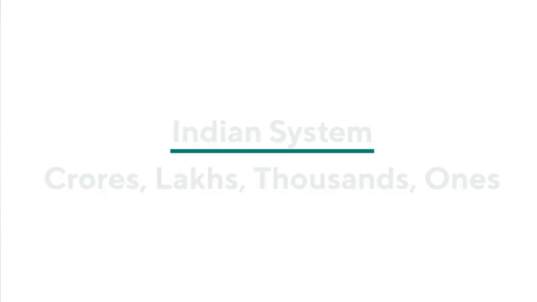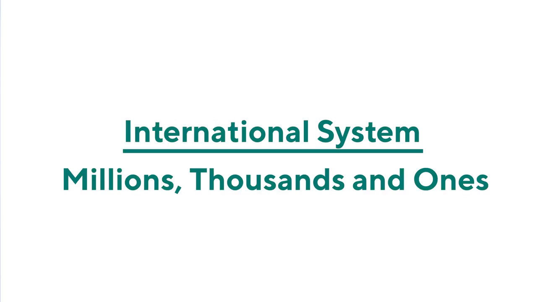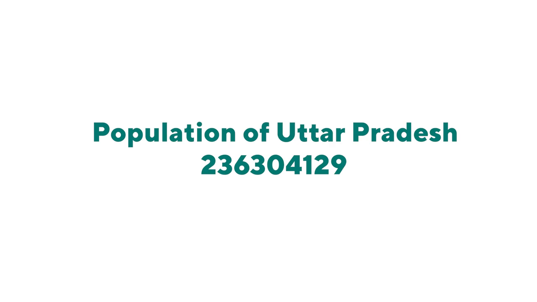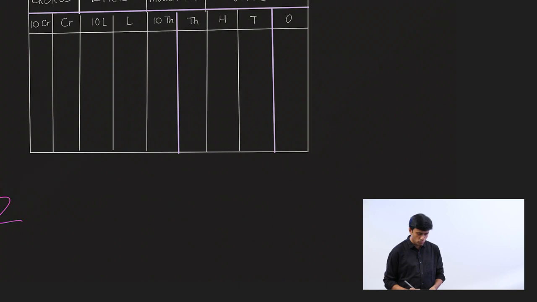So, in short, the periods in the Indian system are crores, lakhs, thousands and ones, whereas the periods in the international system are millions, thousands and ones. Now that you've seen the place value charts in both the systems, let's try to read that big number, the population of Uttar Pradesh. First, we are going to read the number using the Indian system. Let's write the number. It is 236304129.